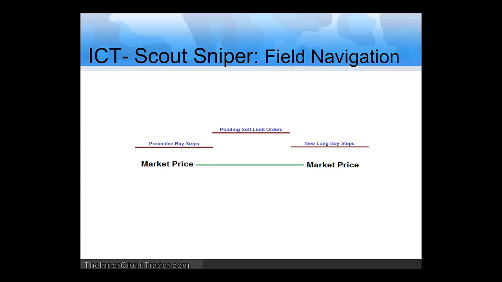Okay, so in other words, we have three types of orders that generally exist above current market price. That being pending sell limit orders for those that are net long, protective buy stops for those that are net short, and new potential buy stops for those that want to enter on buying strength.